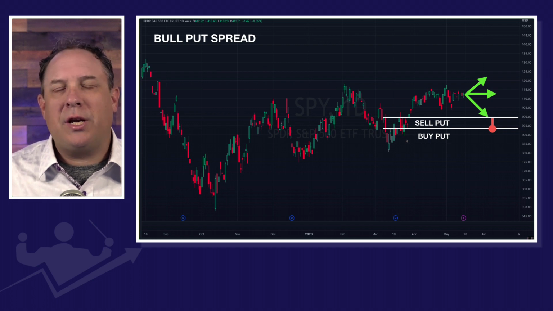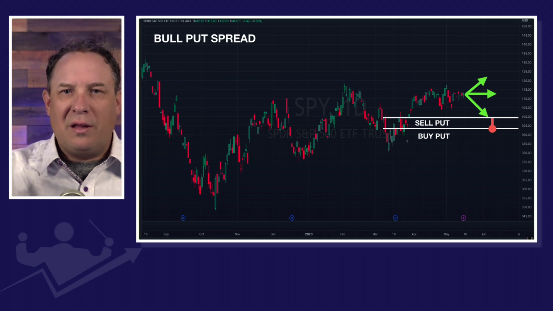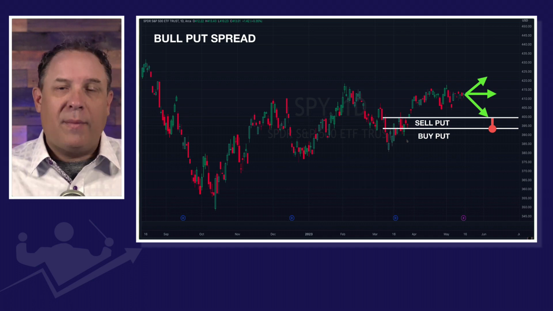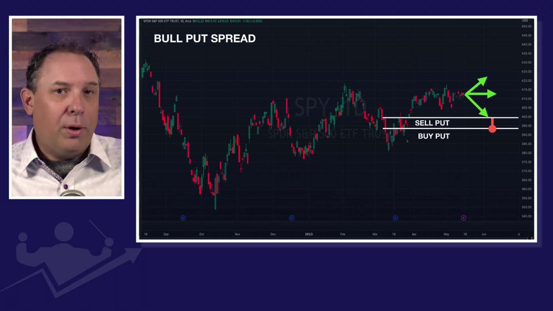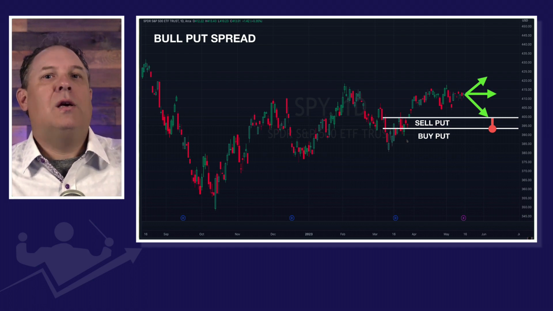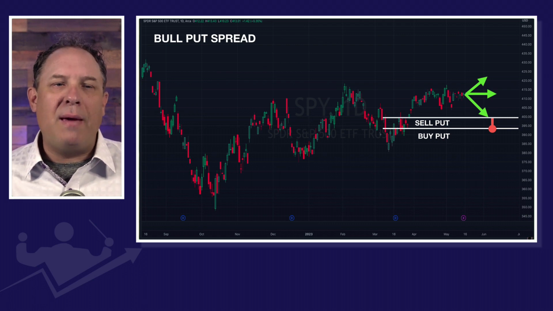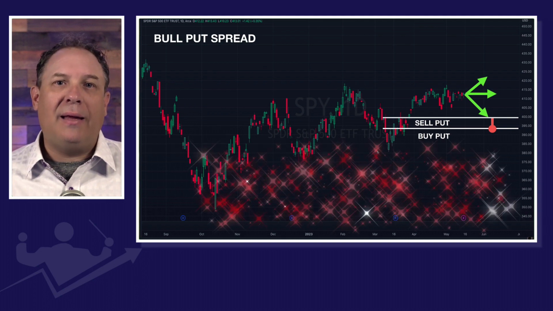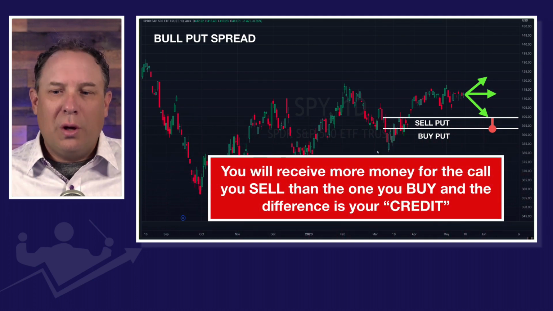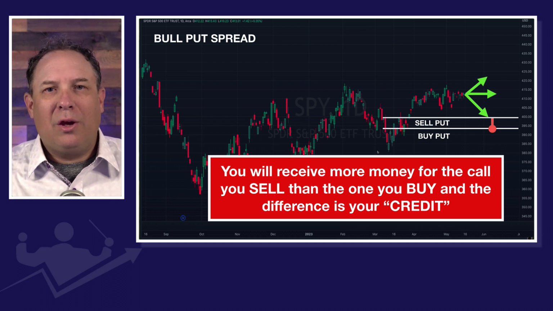But understand the strategy here. We're selling the naked put. We are insuring it with a long put. The combination creates this vertical spread that we call a bull put spread. It's bullish bias using only put options. And once again, we're going to make more money from the put that we sell than the put that we buy. And the difference in those two premiums is your credit. Hence the name credit spread.